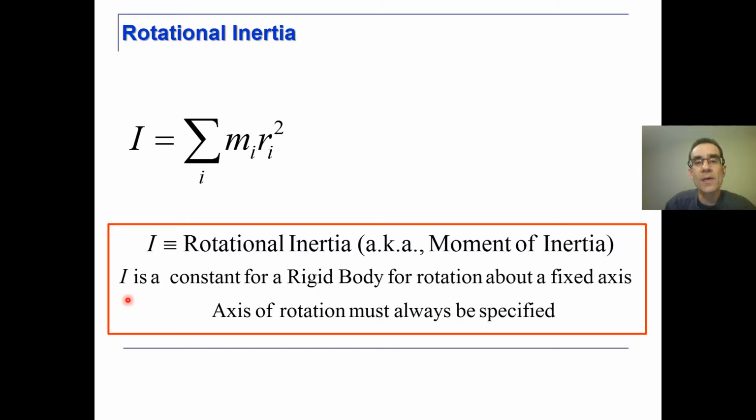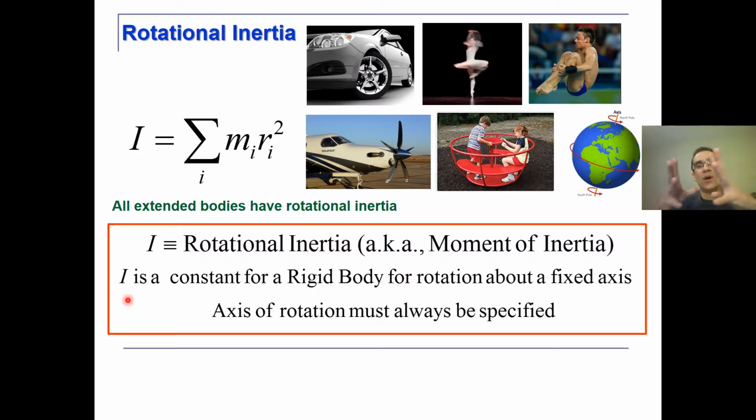Let me show you a cartoon of different objects. Any extended object has rotational inertia. What we're going to be doing next time we continue this, we're going to be learning how to calculate the rotational inertia, say, of a wheel, or something as complex as a ballerina.